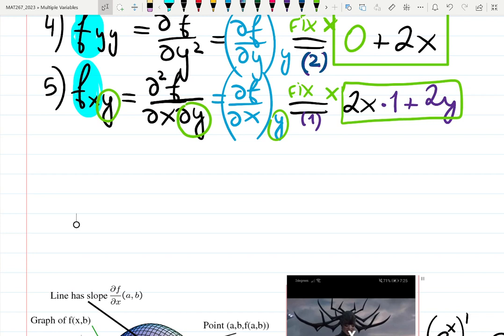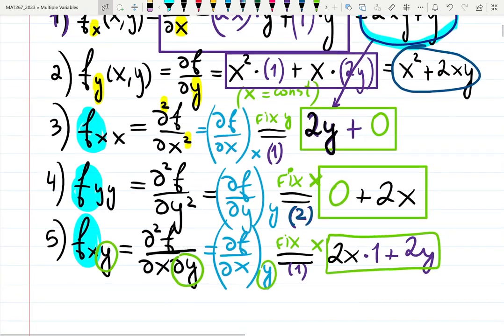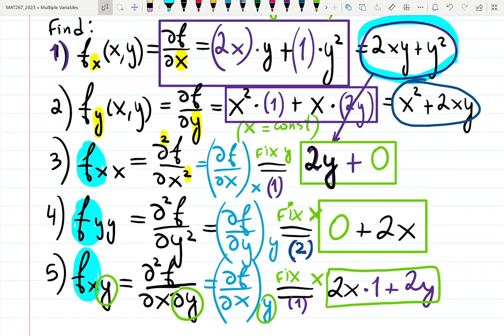Confusing? Yeah? Could you explain again, for 3 and 4, how the x squared and y squared turn into 0? Yes, for 3 and 4. Very good question. Thank you.